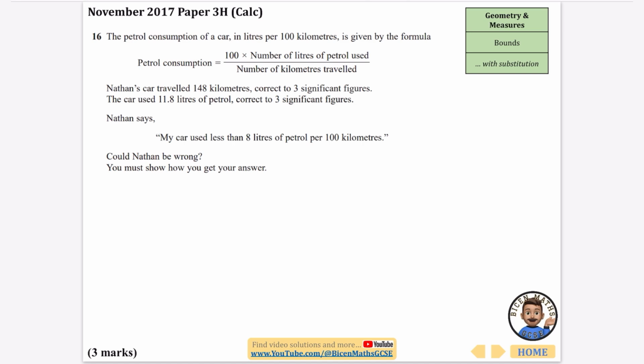It says here the petrol consumption of a car in litres per 100 kilometres is given by this formula here. Nathan's car travelled 148 kilometres, correct to 3 significant figures.